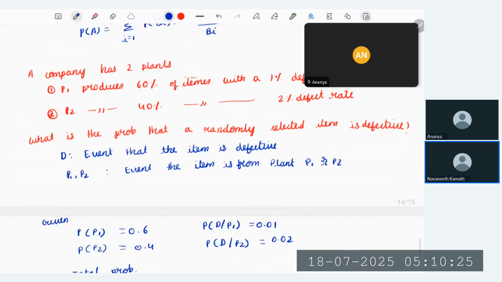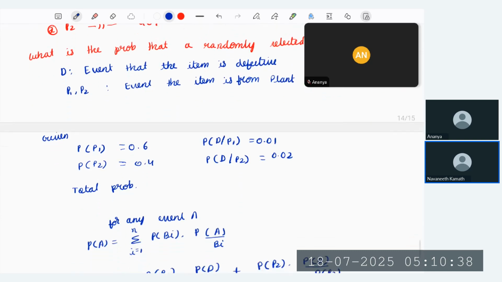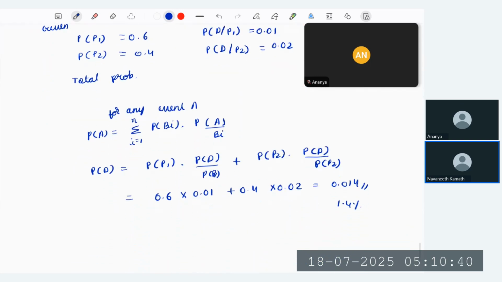Any item if I select, it will be defective. Because of 1% from plant P1 and 2% from plant P2, overall in 100%, we'll be having 1.4% of items defective. In 100%, I'm talking about.